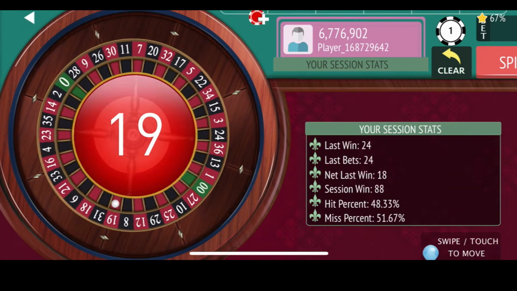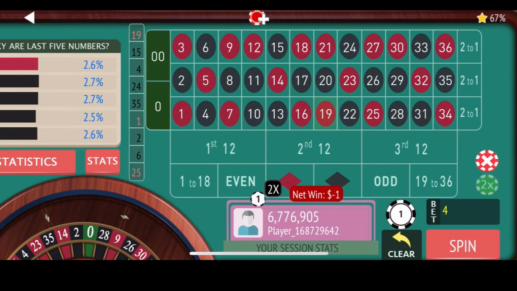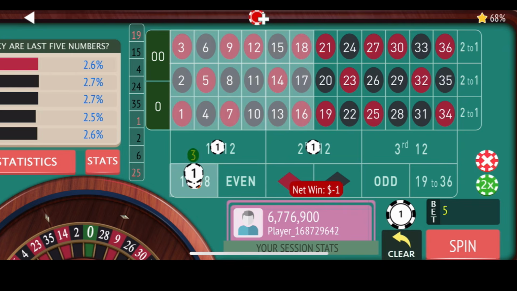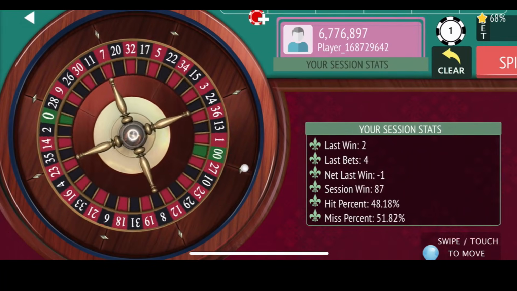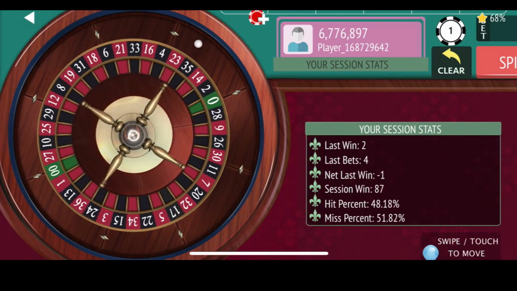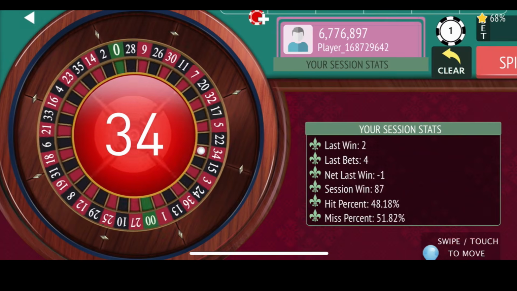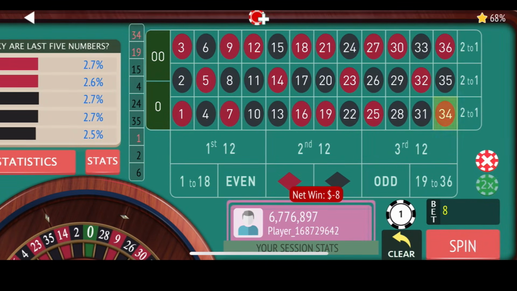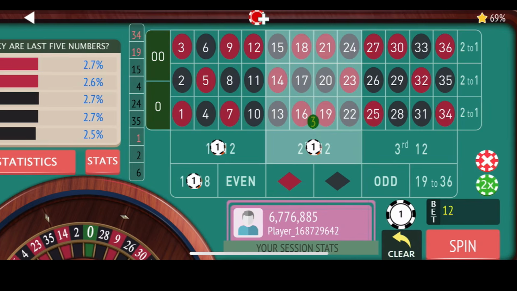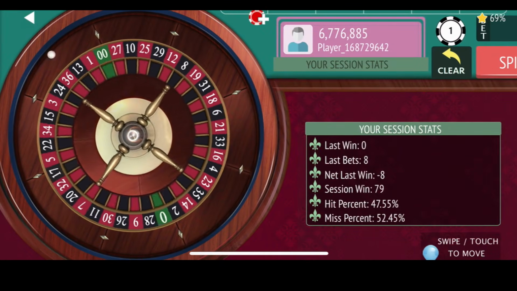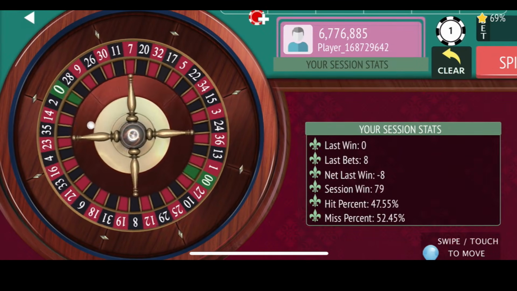And 19 red comes in. Partial miss. Repeat. Up a unit. There is a full loss right there. Doing the same thing. Up a unit. Spin again. We're currently at 79. Our high was 88.